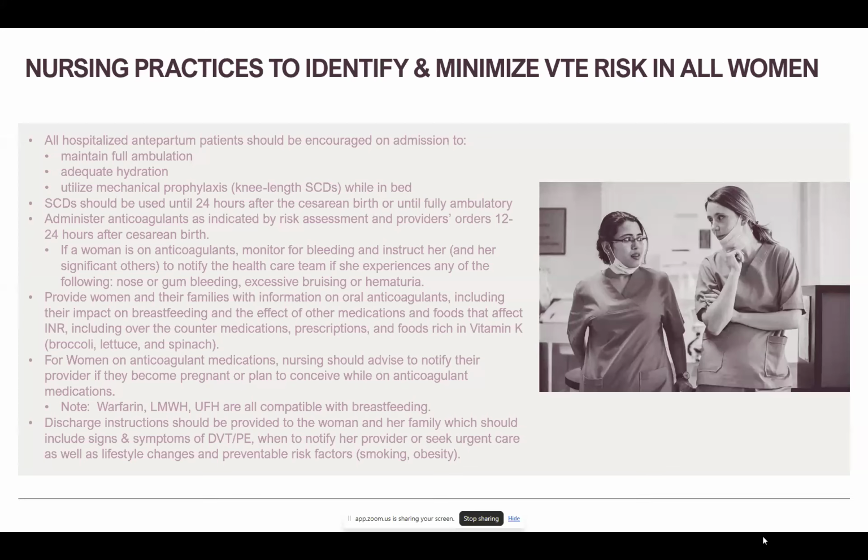And so I know this is a super busy slide, but I just wanted to kind of summarize some of the really great recommendations from CMQCC here.